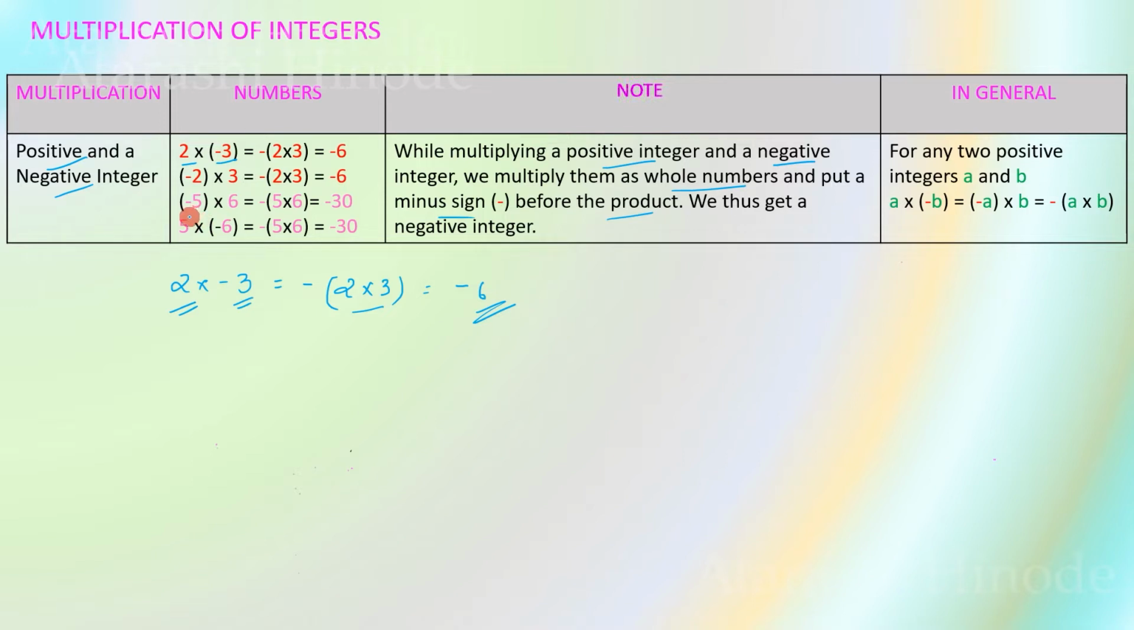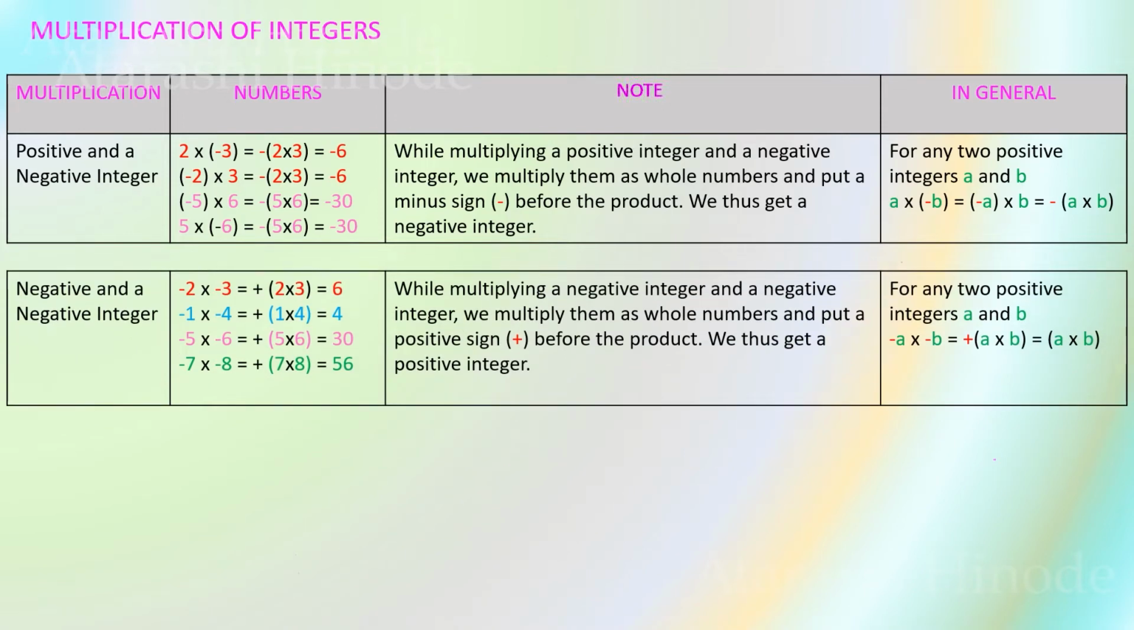To multiply minus 5 and 6, multiply them as whole numbers and put a minus sign here. That is equal to minus 30. It is also negative. So in general, for any two positive integers a and b, a into minus b is the same as minus a into b, that is equal to minus of a into b.